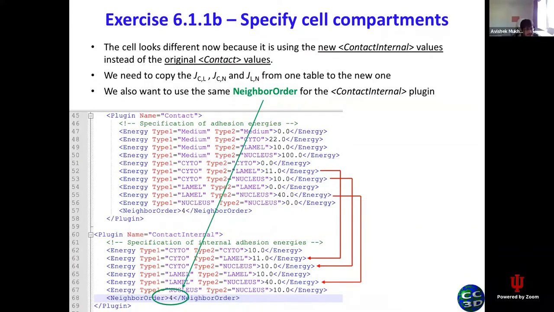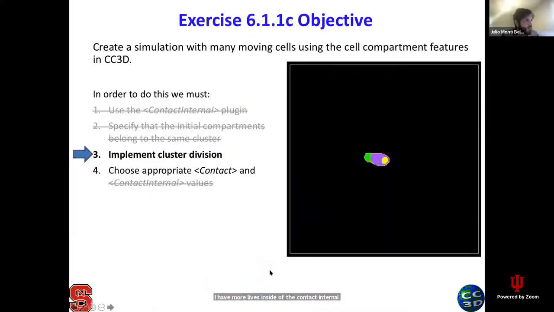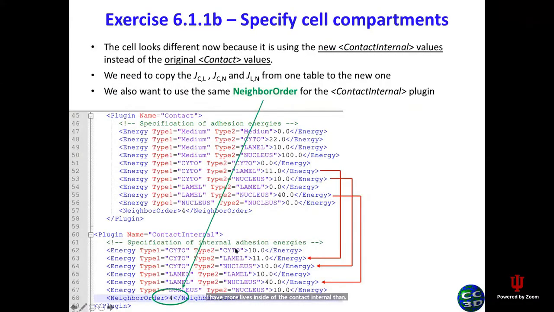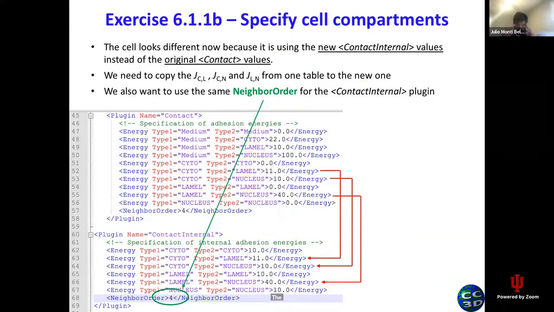I have more lines inside of the contact internal than you have. You have more lines? Yeah. Awesome. Actually, I was going to ask about that as well. The code snippet creates medium energies as well. The code adds medium. Okay. You can certainly delete these ones. It should not have added the medium as an internal contact energy. So if it's adding it, you can just delete it. Okay.